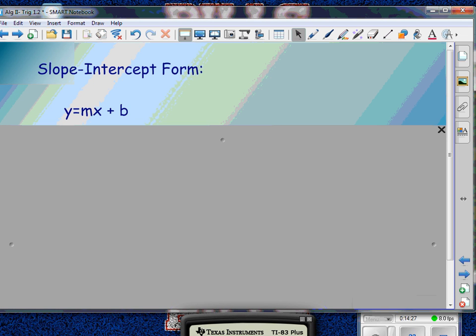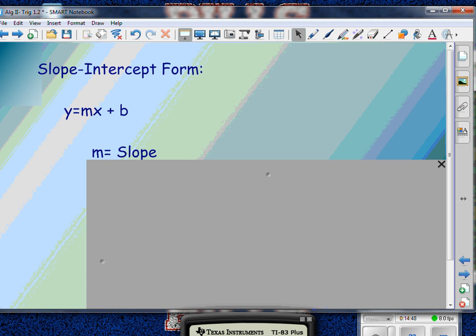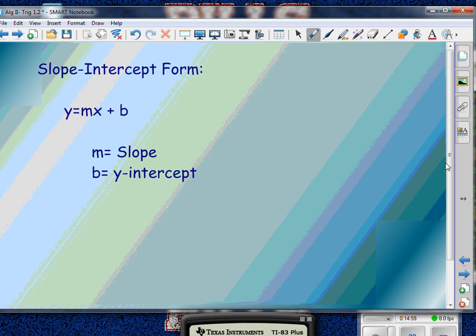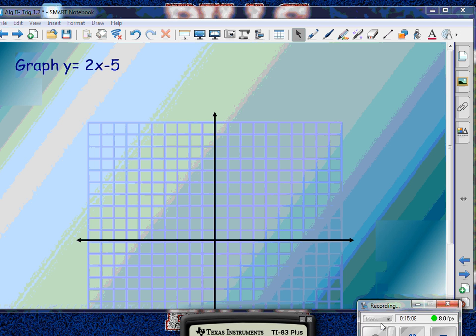Slope intercept form, someone already mentioned, is y equals mx plus b. M is your slope, x is x, y is y. What is b? It's that you add it on. Isn't it like on the y-axis? It is your y-intercept. That is why it's called the slope intercept form. You have the slope and you have the y-intercept.